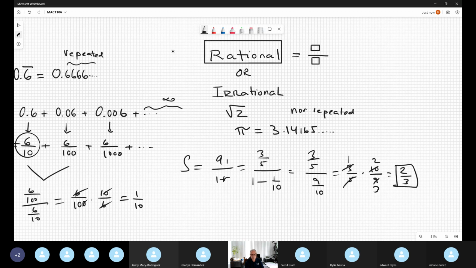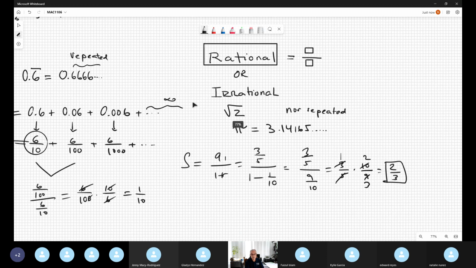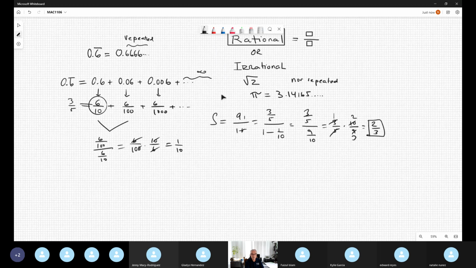And it's no surprise, guys. You put 2/3 into any calculator and you get 0.666 repeated. Yes or no? This number is rational because we can express it as a fraction. Make sense? Do you follow me? Cool.